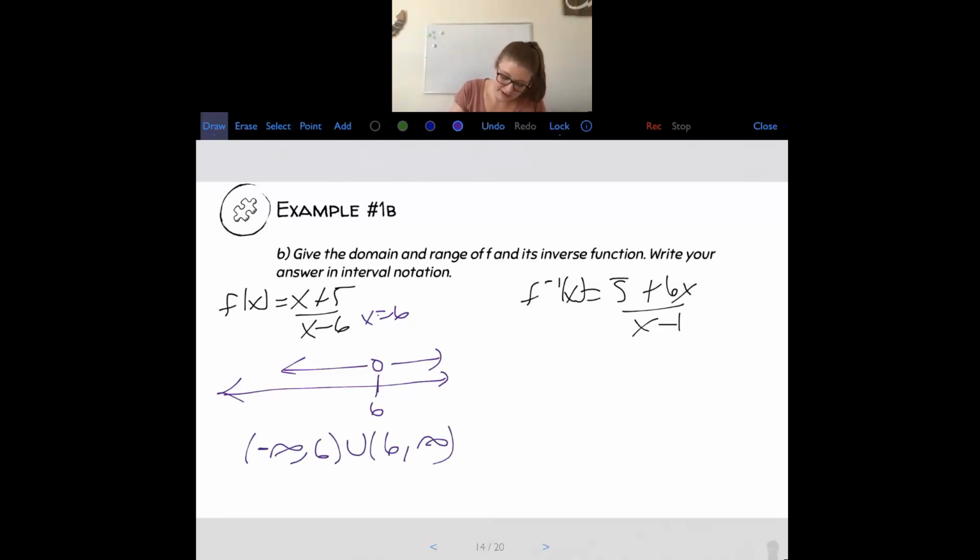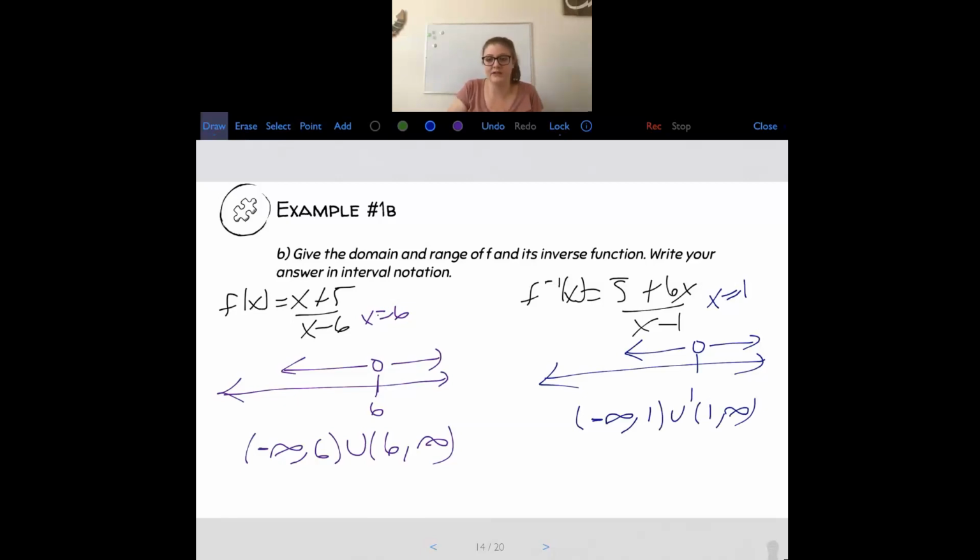Okay, my domain of f inverse, x cannot be 1. So again, visualizing all possible x values, I can have anything but 1. So my domain is negative infinity to 1, union 1 to infinity.